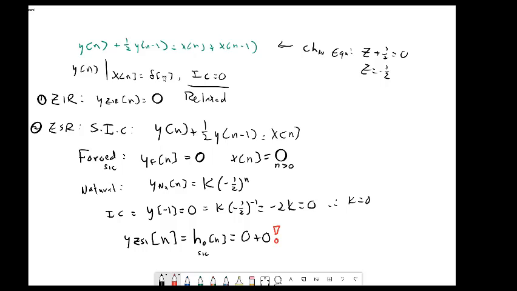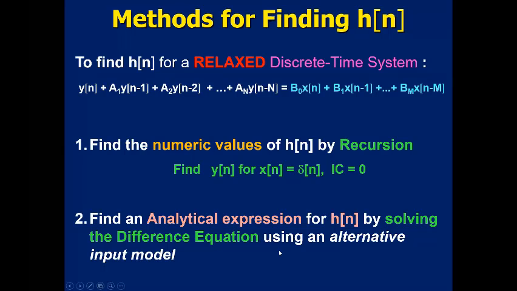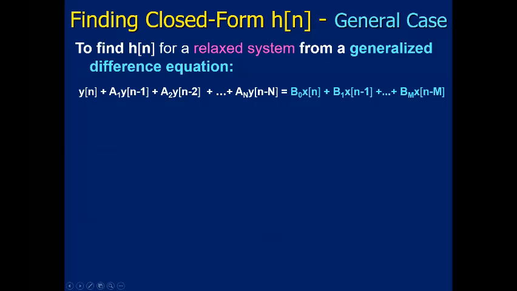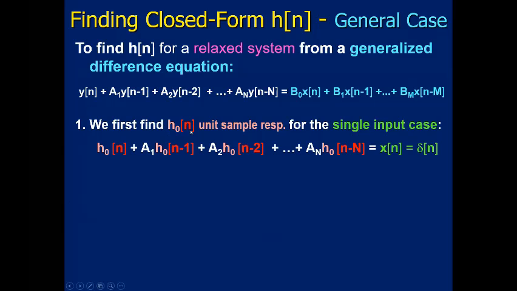And the problem is that my input went away. It has 1 at n equals 0, and then it's 0 from then on. And it's not continuing to drive my system, so I don't have any forced response. So what do we do about that? What is this alternate input model that's going to make this work for us? So if you have a general linear constant coefficient difference equation, and you want to find the unit sample response by solving this equation, we still have to go through the process of demoting it to a single input case. So first we're going to find the unit sample response for the single input case. We'll call that h sub 0 of n.